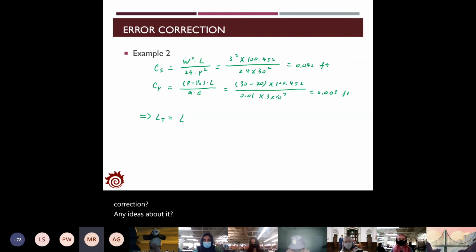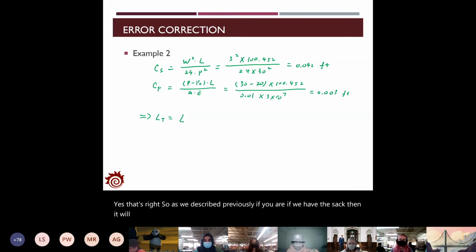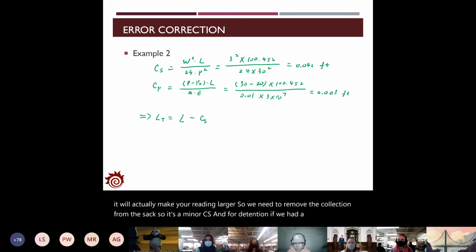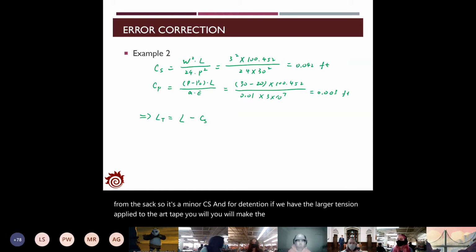You add the tension and subtract the sag? Yes, that's right. As we described previously, if we have the sag, it will actually make your reading larger, so you need to remove the correction from the sag. So it's a minus CS. And for the tension, if we have a larger tension applied to the tape, it will make the reading smaller, so you need to add the additional correction.